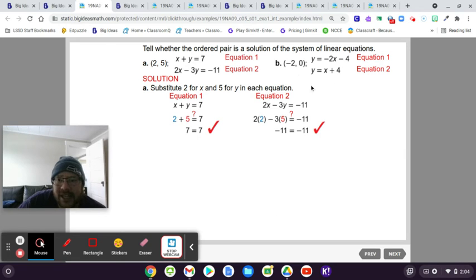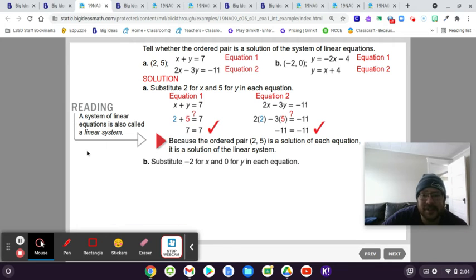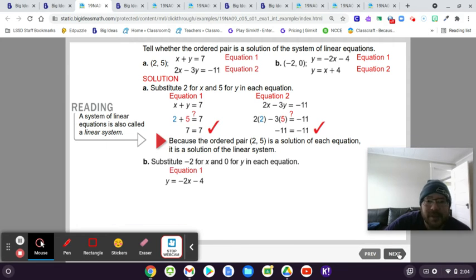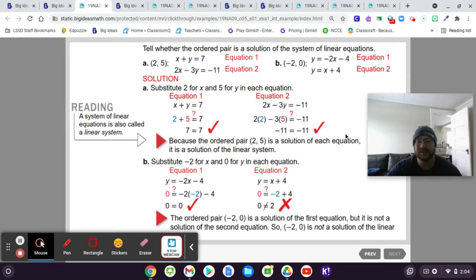All right, what about B here? Does -2, 0 satisfy as a solution to this system of equations? If you substitute in -2 for x and 0 for y, you'll find out that it does work for the first equation, but it doesn't work for the second equation. So -2 plus 4 does not equal 0. Therefore, it is not a solution to this system of equations. It only works for one of the equations, not both. So that is not the point where these two lines intersect.